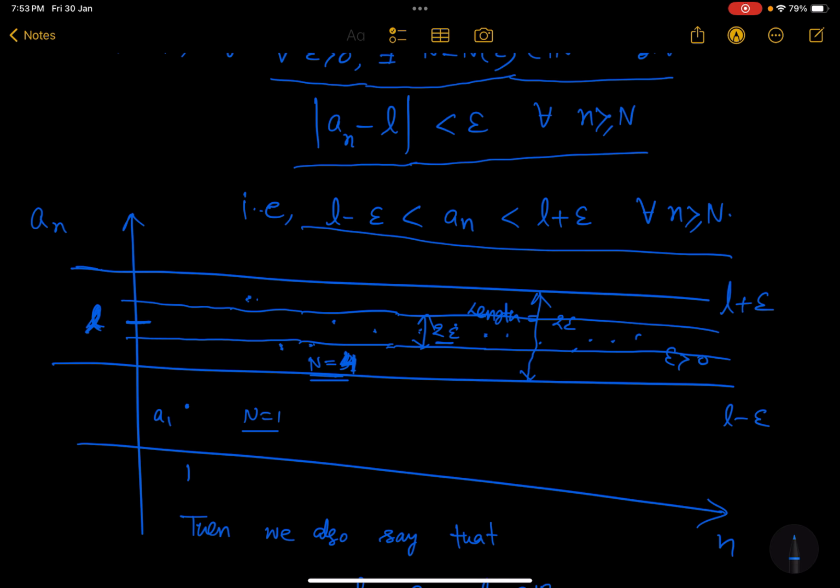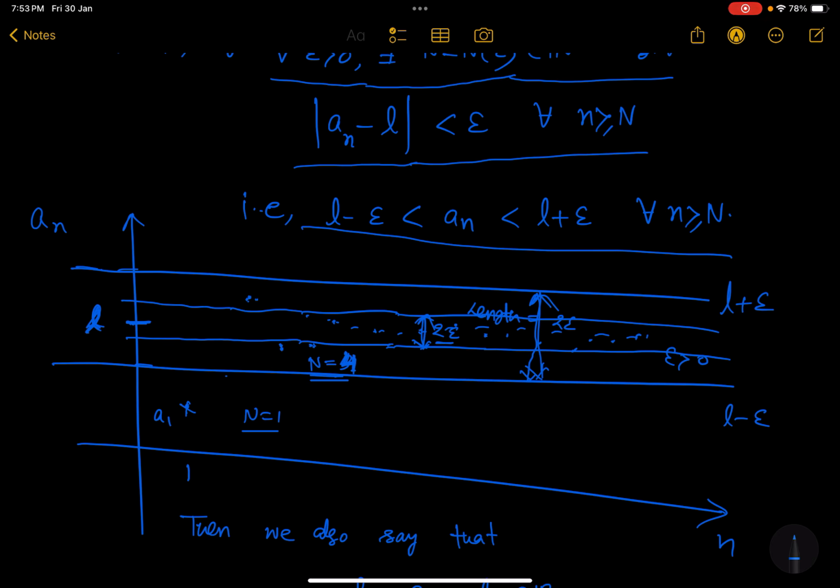and suppose L is the limit. So take L plus epsilon and L minus epsilon. You see that this length is 2 epsilon, and in this neighborhood, except a1, all the other elements are inside this bigger interval. If you take this smaller interval, then except this one, this one, this one, this one, all the other elements are inside this interval. So it says that eventually all the elements of the sequence are inside this interval of length 2 epsilon centered at L, so L minus epsilon to L plus epsilon in this open interval, eventually, so after some n.